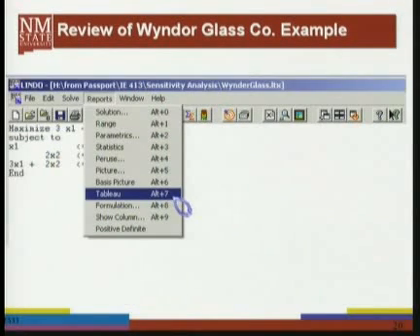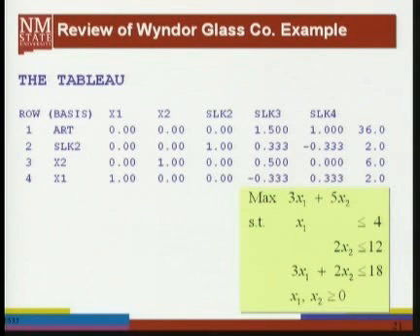Also, I'd like to let you know that after you solve the problem using Lindo, if you select Report and then Table from the pull-down menu in Lindo, you will obtain the final table with the optimal solution like this. So in this case, the first row represents the objective function row, right?